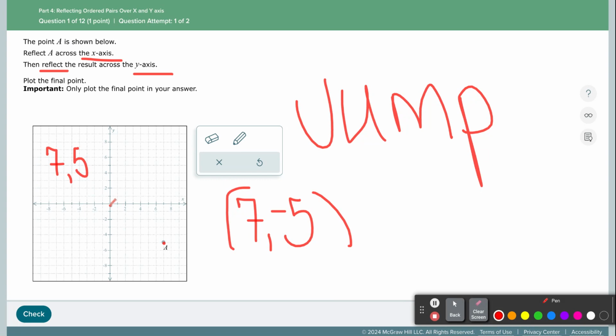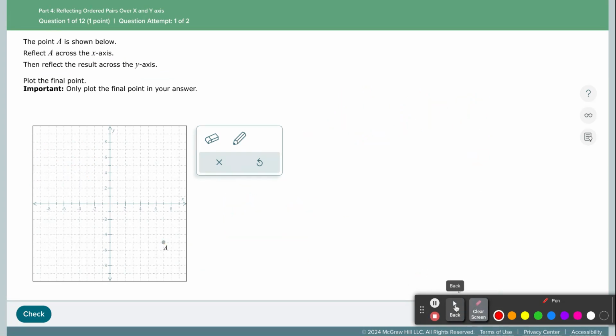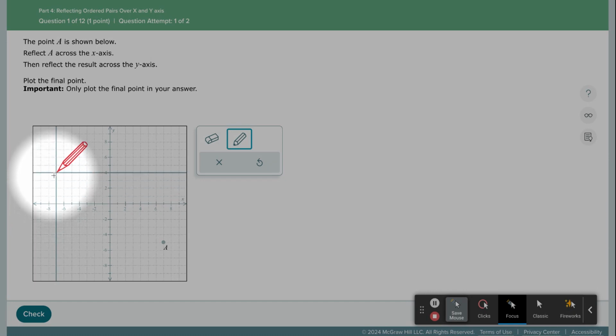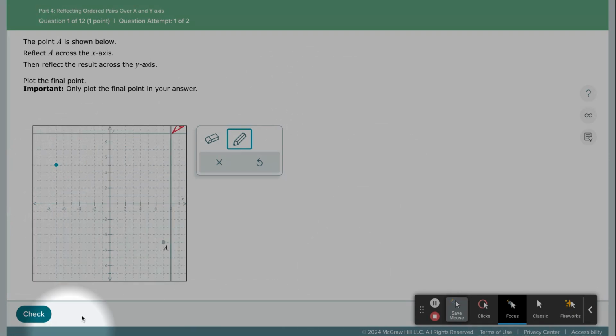Starting at my origin, to get anywhere over here, I have to walk backwards and up. Well, to go backwards is an automatic negative, and up is an automatic positive. So this is my new ordered pair. Plot the final point. You only have to plot that. You don't have to plot your first jump. So I need to plot -7, +5. -7, and then +5 from there. Cool. All righty.